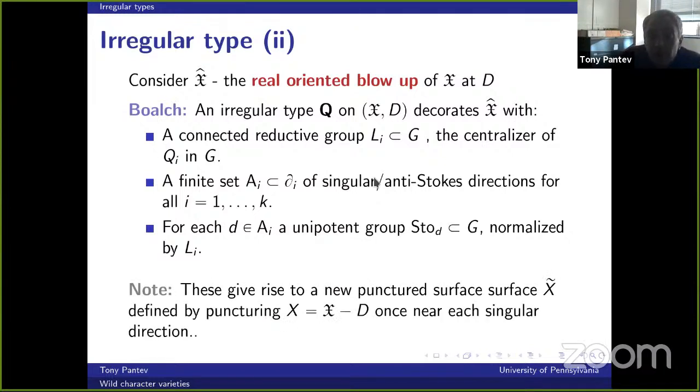Okay, and so you can use this data to produce a new surface with a little bit more topological fuzz in it. I'm going to call it X twiddle. This is the one that you define by looking at the original surface minus the punctures, and you puncture that once near each singular direction.